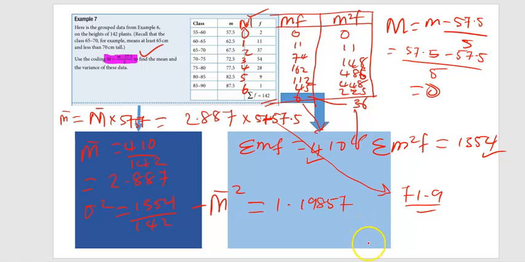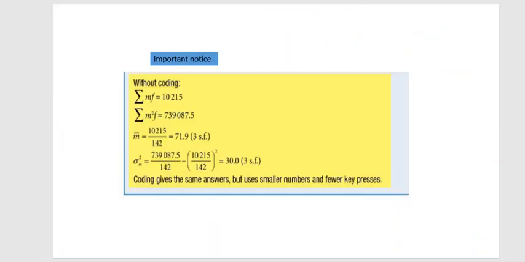So the variance is therefore going to be 5 squared times what we got, which is equal to 1.19875, to 3 significant figures. And this is how you use a coded value in order to solve that. Important notice: without coding, you can use the values as they are given, substituting them in the formula, and you are able to find your final answer.